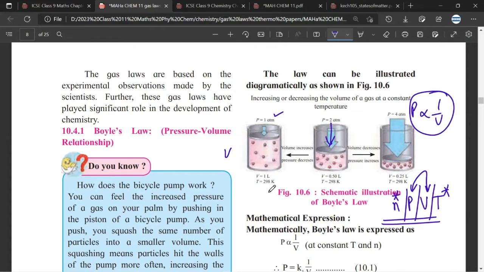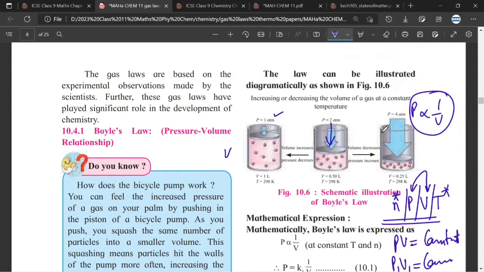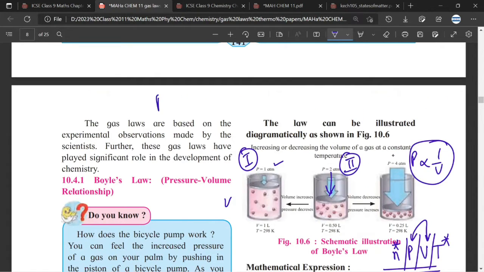Is there any doubt? No. This can also be written as PV is constant. So if my first stage is P1, V1, it is equal to a constant. Let me try to explain. If this is my stage 1 and this is my stage 2, the product of pressure and volume is equal to the product of pressure and volume in the second stage, from state 1 to state 2, because the number of moles and the temperature remain constant. Is there any doubt about this?